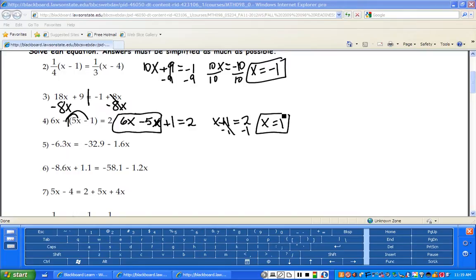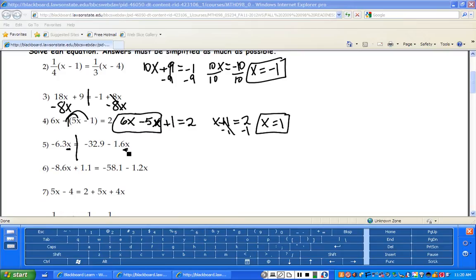Number 5, decimal problem. Split the problem up. Again, variables on both sides. You have a negative 6.3x on this side, a negative 1.6 on this side. As I've said in the previous problems, when you have variables on both sides of the equal sign, both sides of the equation, move the smaller to the bigger.